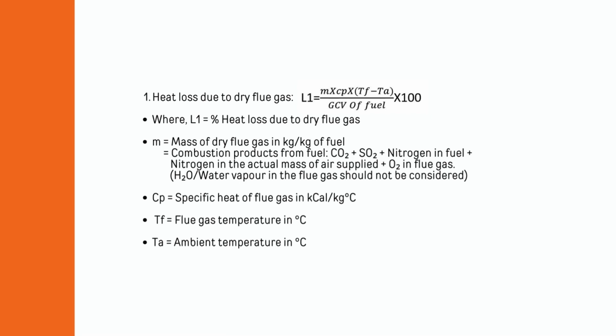fuel. Combustion products from fuel is CO2 plus SO2 plus nitrogen in fuel plus nitrogen in the actual mass of air supplied plus O2 in flue gas. H2O or water vapor in the flue gas should not be considered. Cp is specific heat of flue gas in kilocalorie per kg degree Celsius. Tf is flue gas temperature in degree Celsius. Ta is ambient temperature in degree Celsius.